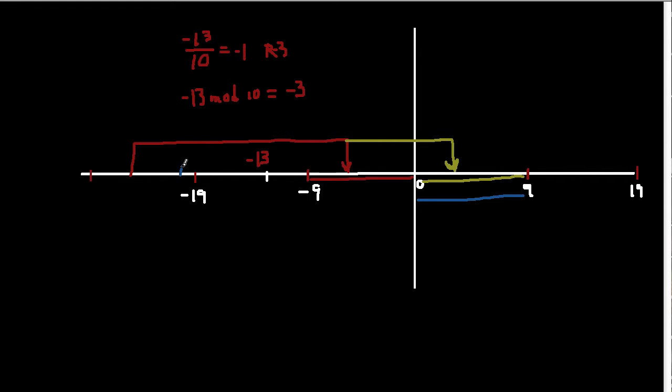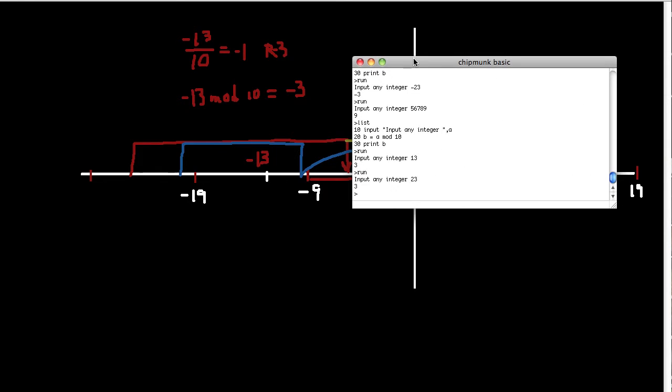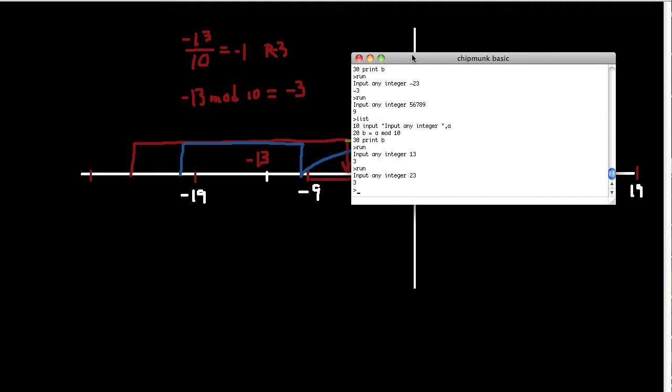So that means this number doesn't go here, doesn't go here. Where it goes is right here. So how would I write my basic program to do that kind of a modular operation? Well, let's look at that. Let me list my program. Suppose what I do is I take the absolute value of whatever this operation is.